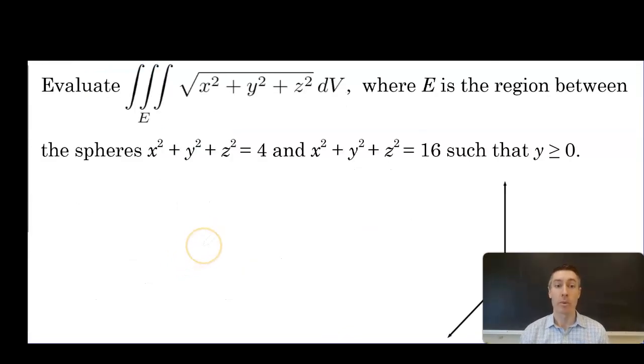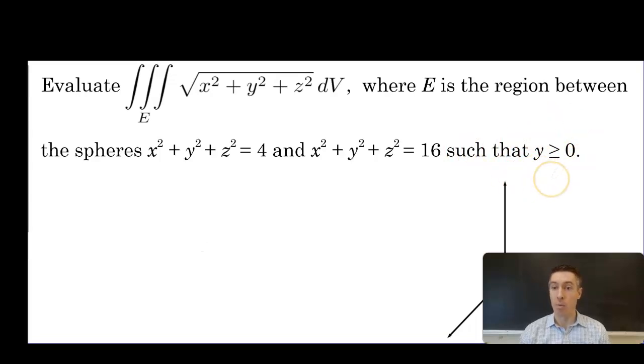Evaluate the triple integral over the region E of the square root of x squared plus y squared plus z squared dV, where E is the region between the spheres x squared plus y squared plus z squared equals 4 and x squared plus y squared plus z squared equals 16, such that y is greater than or equal to 0. So this is a good opportunity for you to try to set up this integral on your own. You don't need to integrate, you can, but really focus on the setting up part.